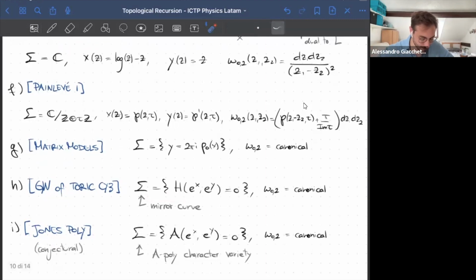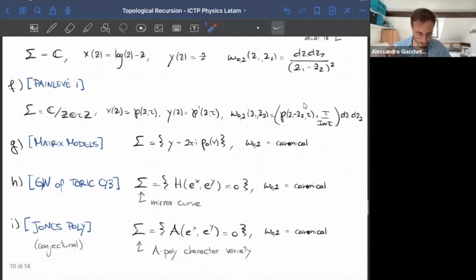And one last example, which is actually still conjectural, is related to knot theory. If you take a knot, there's something called the A-polynomial character variety associated to it, which is again a curve. The conjecture is that if you run topological recursion on this A-polynomial character variety, you compute these omega g,n. And when you construct the wave function associated to it, this coincides with the asymptotic expansion of the Jones polynomials when you send the number of colorings to infinity.